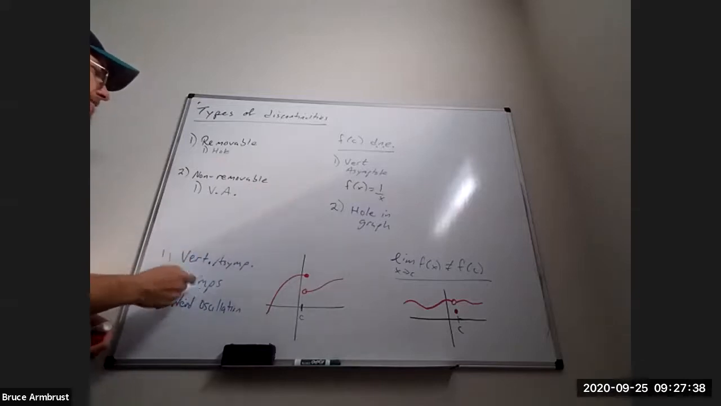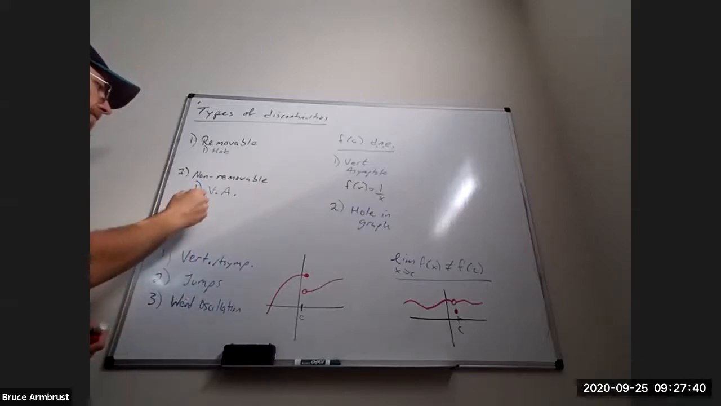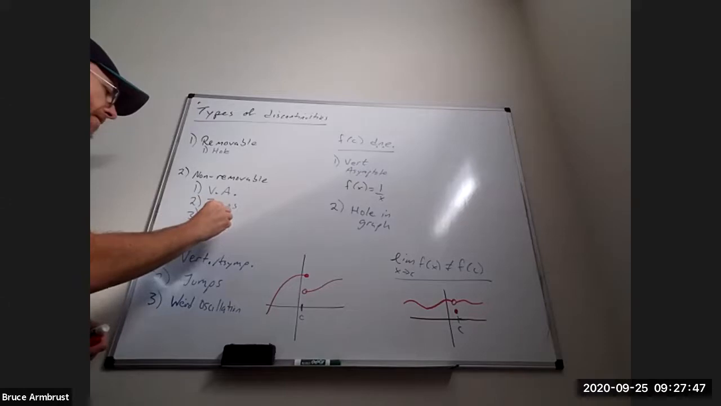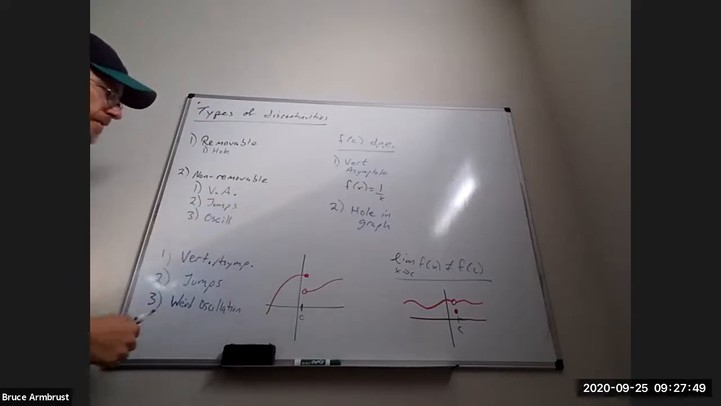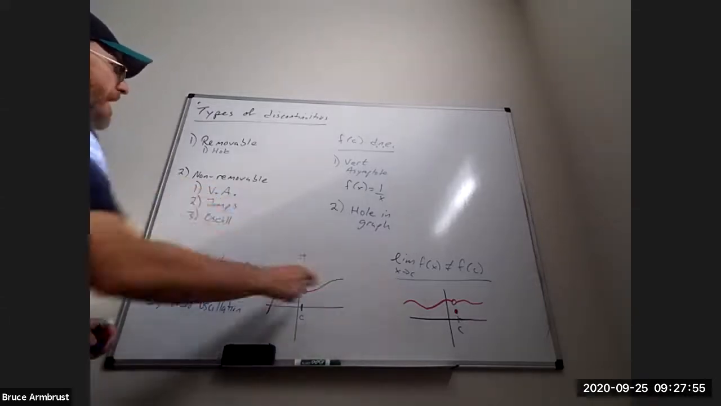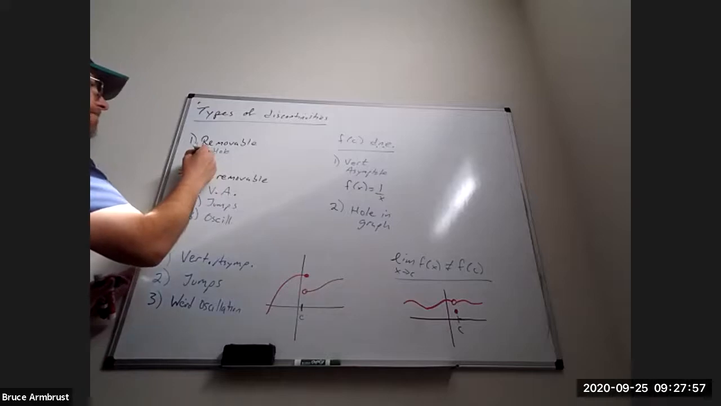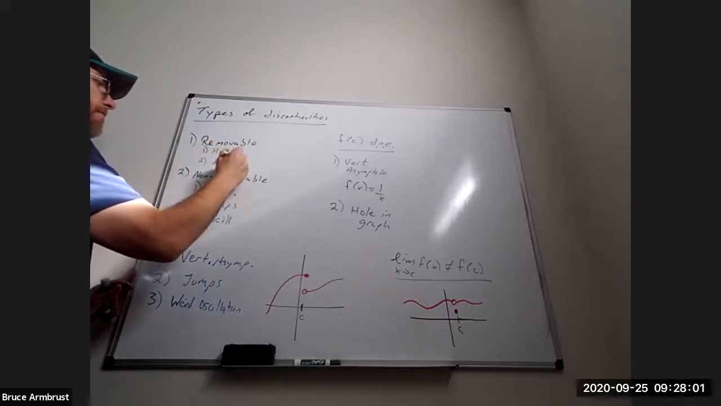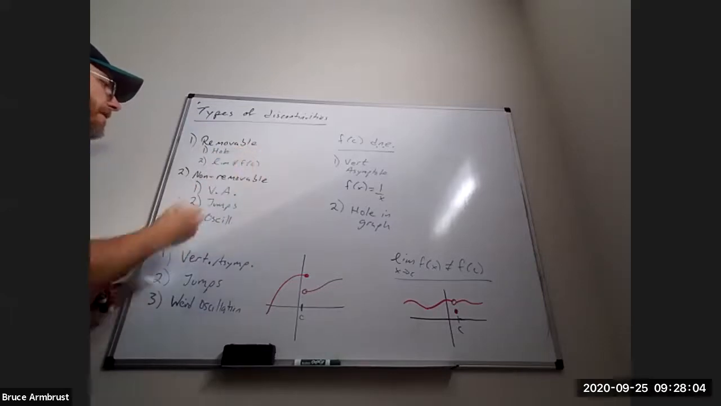Vertical asymptote, okay, the jumps. Jumps are non-removable, as are the oscillation. Okay, those are non-removable. Which then leads to that last one, and we'll just write it as the limit does not equal f of c.